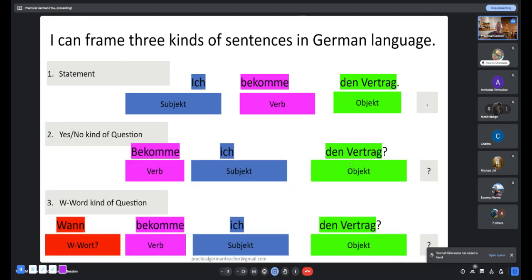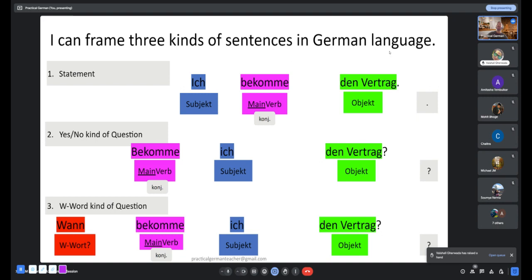Now, again, let's look at the same slide before. And instead of calling it verb over here, I will call it main verb. Why do I call it main verb? You'll understand. So far, I have used only one verb in a sentence. Now I want to use one more verb, and that verb will be modalverb.